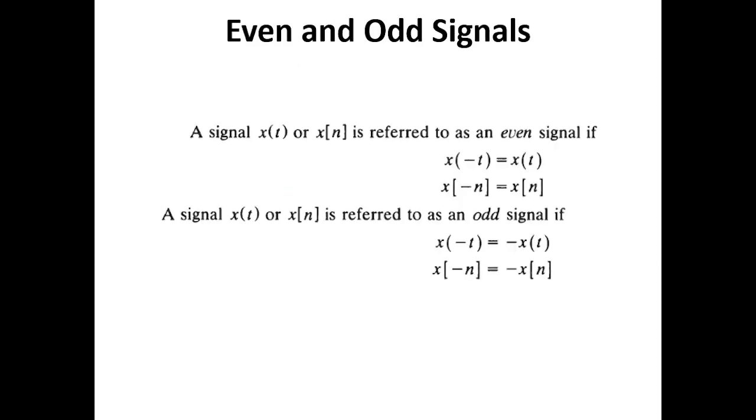Then even and odd signals. So what is even and odd signals? If x of minus t is equal to x of t, then it is regarded as an even signal. So the common example is the cosine signal.